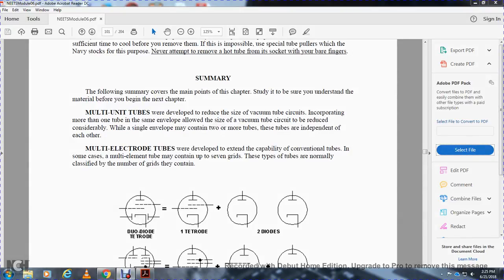Alright, Chapter 2 Summary, Module 6, NEETS. The following summary covers the main points of the chapter. Study it to be sure that you understand the material before you continue.